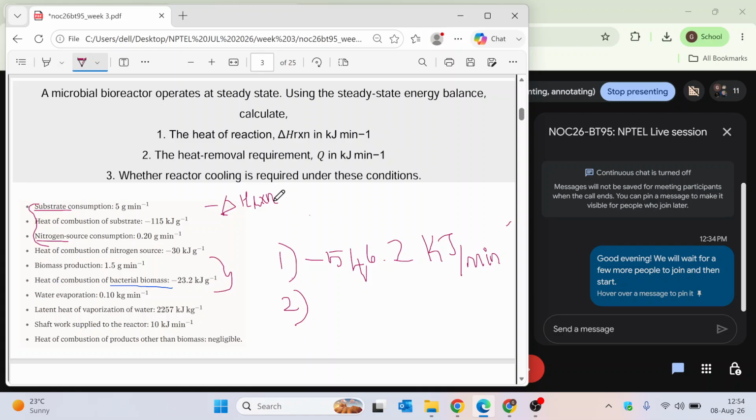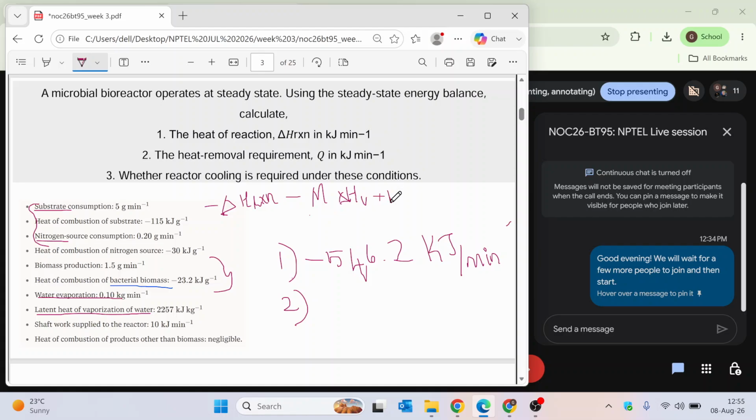In the equation you have your minus mv into del hv. So your mass of water loss and the latent heat of vaporization. Both the data are given here. You have your latent heat of vaporization, and you have how much water is evaporated. So this is the m and this is the del hv value.